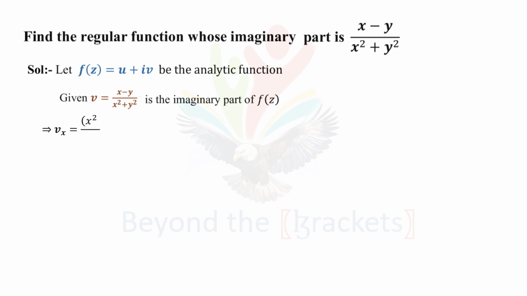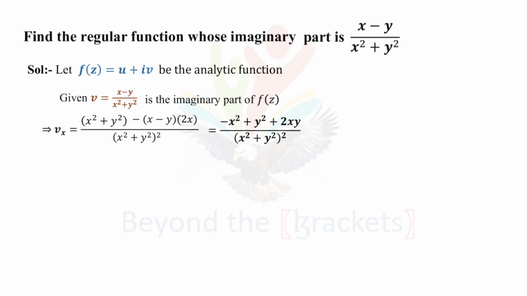First, the denominator x square plus y square will be written as it is. Differentiation of x will be 1, minus the numerator x minus y will be written as it is. Differentiation of x square will be 2x, divided by x square plus y square whole square. Simplifying this further, x square minus 2x square will become minus x square plus y square plus 2xy, divided by the denominator.